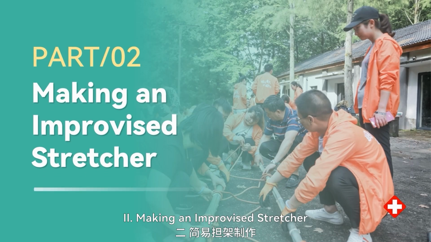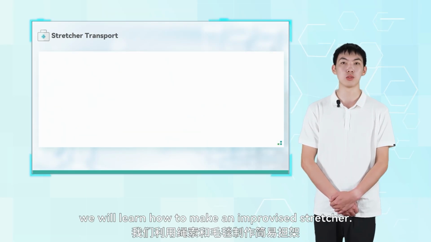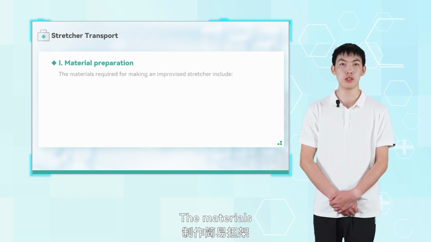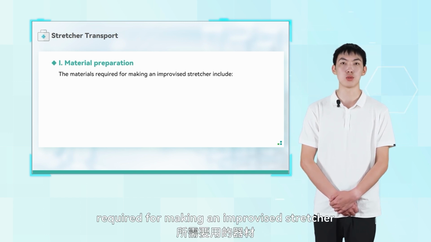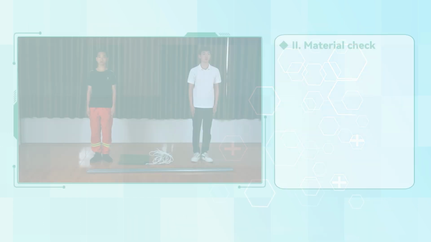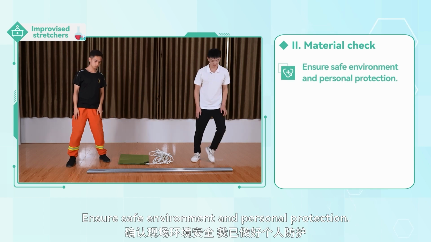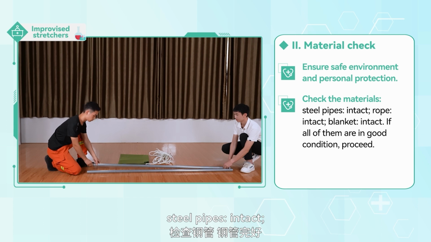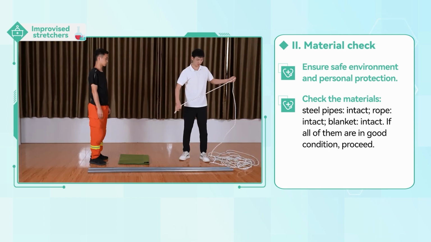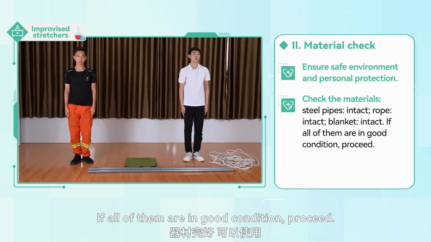2. Making an improvised stretcher. Next, we will learn how to make an improvised stretcher. 1. Material preparation. The materials required for making an improvised stretcher include 2 steel pipes, a rope or a blanket. 2. Material check. Ensure safe environment and personal protection. Check the materials: steel pipes, intact; rope, intact; blanket, intact. If all of them are in good condition, proceed.